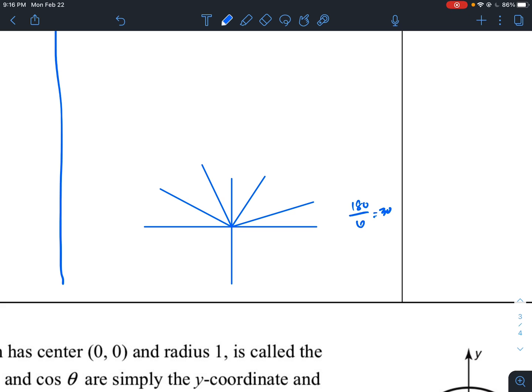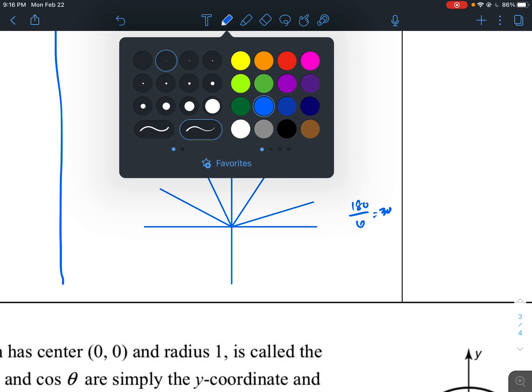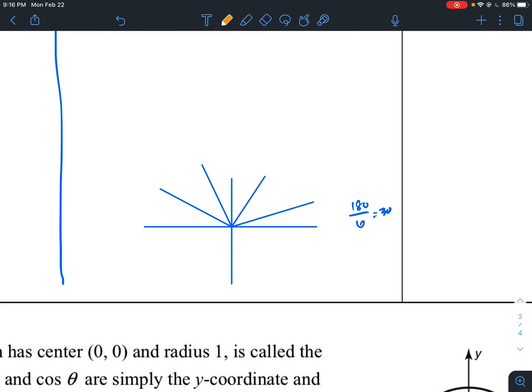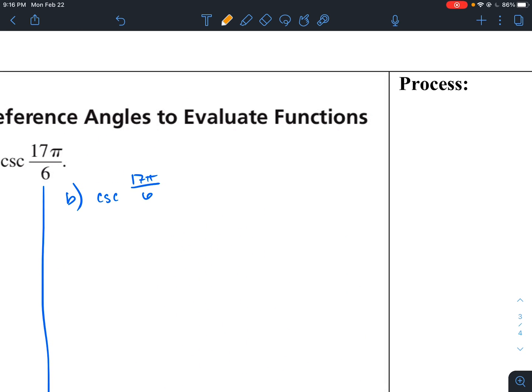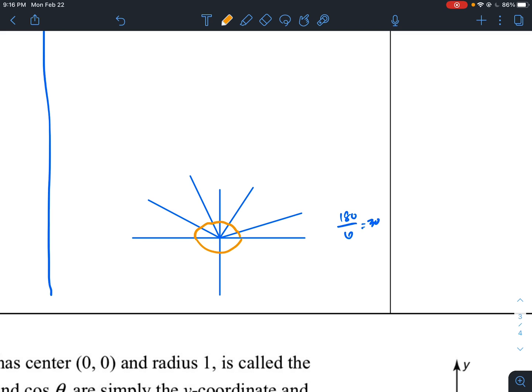Okay. Each of these are 30. And same with the other side, it's also split into 6. So here's 1, 2, 3, 4, 5, 6, and I need 17. So then this would be 12, 13, 14, 15, 16, 17 pi over 6. So again, if these are all 30, so this is 30, 30, 30, that's 90, plus 30, plus 30, this is 30 degrees. So my reference angle has to be 30 degrees.